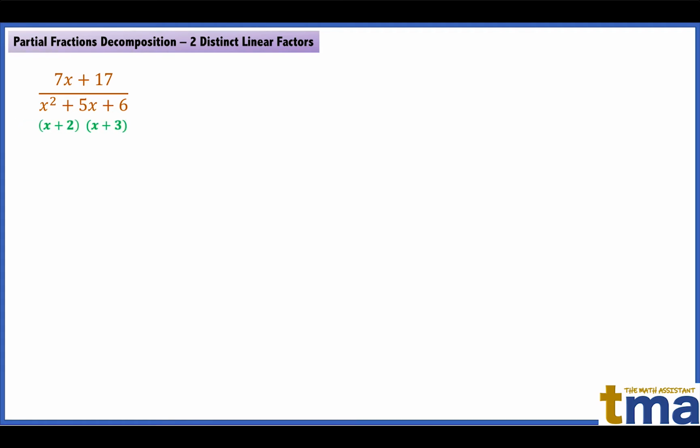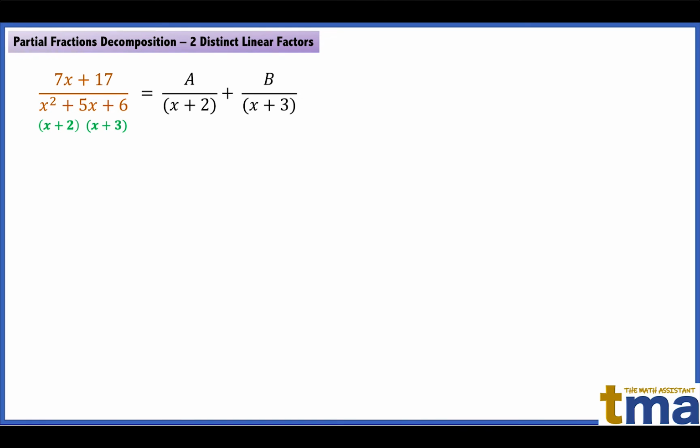As you can see, here are two factors that are linear because x is raised to the power of 1, and distinct because they are different. Now we write a sum of two fractions where the denominator of each is one of the two linear factors and the numerator is a constant. We may choose a and b or any constant you like. The goal now is to find the values of a and b. To do so, we need an equation.